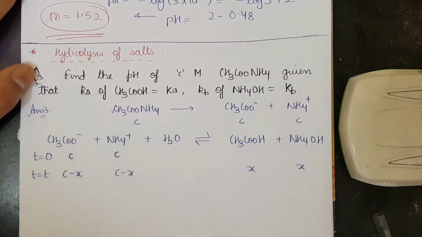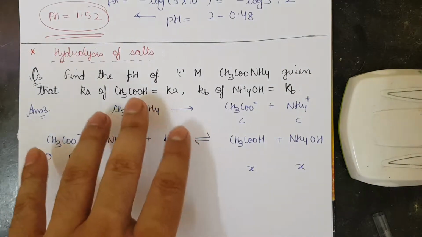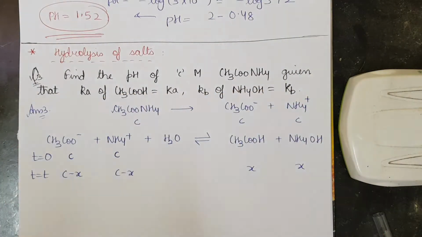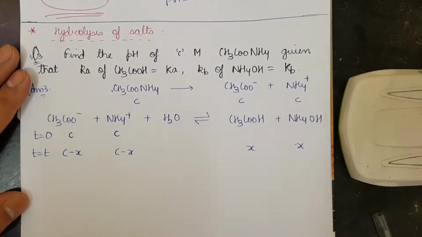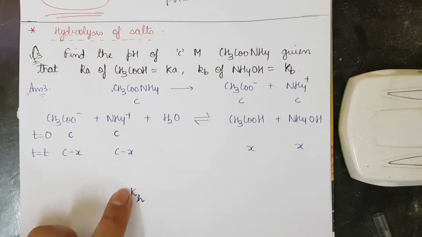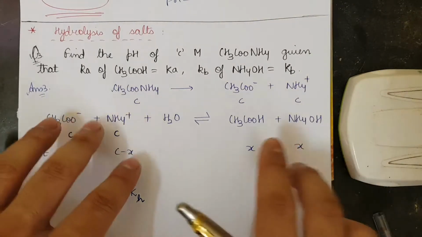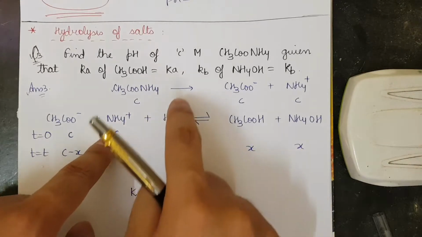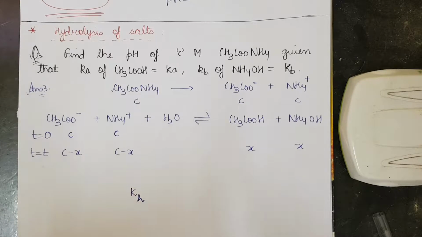Now let us move on to the next point, which is what is the value of KH for this? Now why KH and not Ka and Kb? Because we are hydrolyzing the solution. So in order to hydrolyze the solution, we take the constant of hydrolysis, that is the hydrolysis constant. So that is why KH is taken into consideration, because no Ka, no Kb occurs in this particular reaction, only hydrolysis occurs. That is why we take a separate constant, that is KH.